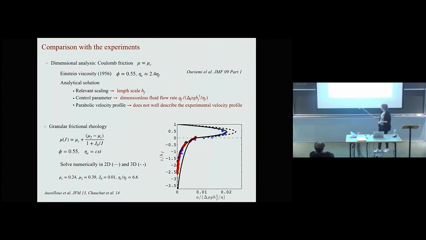We need to use a granular frictional rheology. So with the granular frictional rheology, we solve it numerically in 2D and in 3D. The parameters we have to find are the parameters of the rheology. And with these parameters, we found a good agreement between the velocity profile and the model.